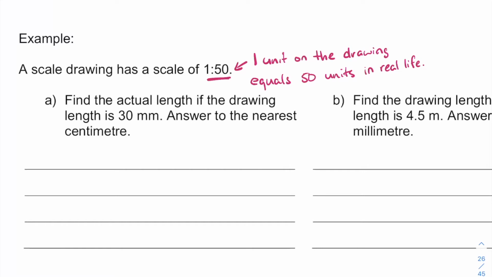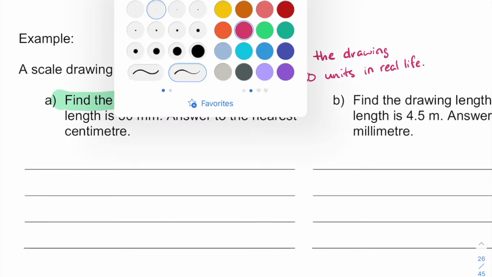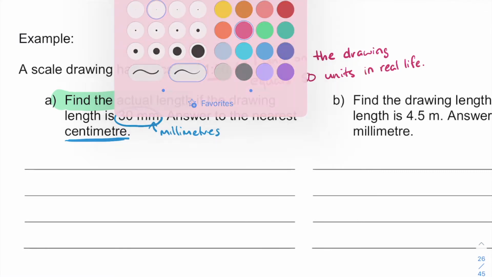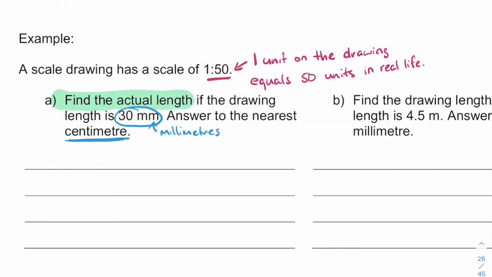Part A of this question is: find the actual length if the drawing length is 30 millimeters. Now, here's another really important bit. We have been given a length in 30 millimeters, so our units here are millimeters. But we've been asked to give our answer in centimeters. So that is something we'll need to fix up when we get to the end. Alright, so let's have a go at this question.